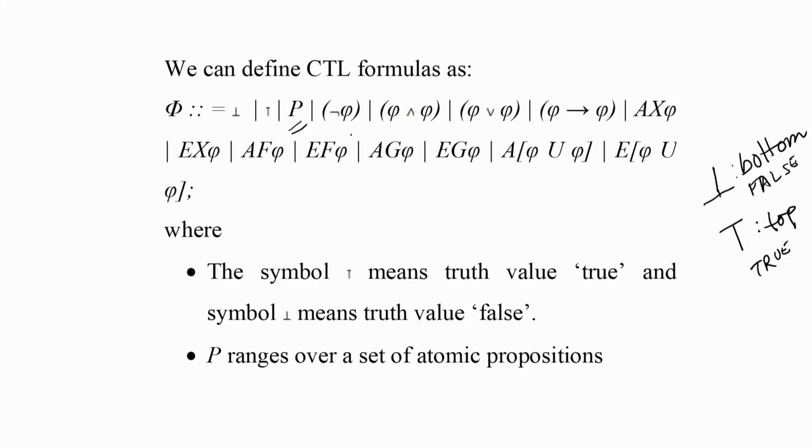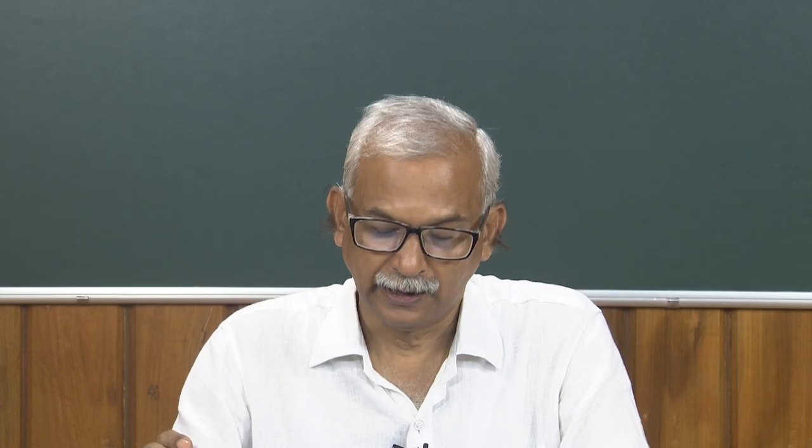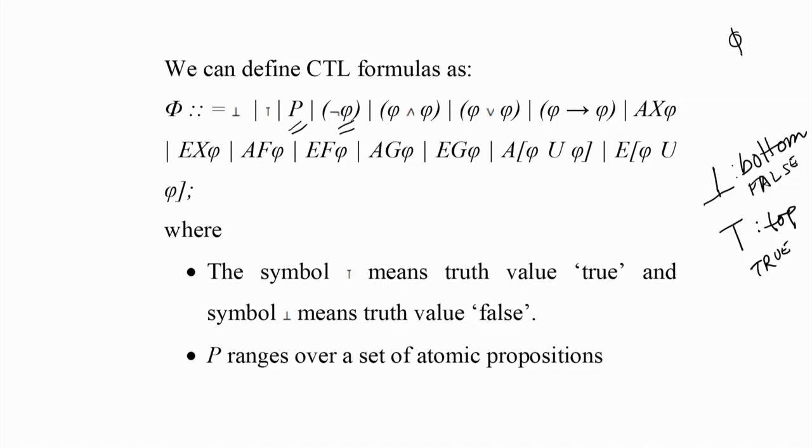Now, if phi is a CTL formula, then NOT phi is also a CTL formula. Basically, we are using these logical connectives. Phi and psi is also a CTL formula, phi or psi is also a CTL formula, phi implies psi is also a CTL formula, or you can list any other logical connective. So, if I have CTL formulas phi and psi, then phi combined with psi using any logical connective is also a CTL formula. This may be conjunction, disjunction, exclusive OR, implication, whatever it may be, it will become a CTL formula.